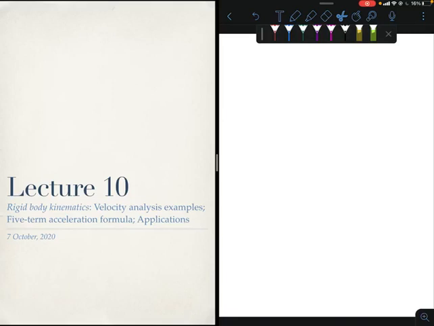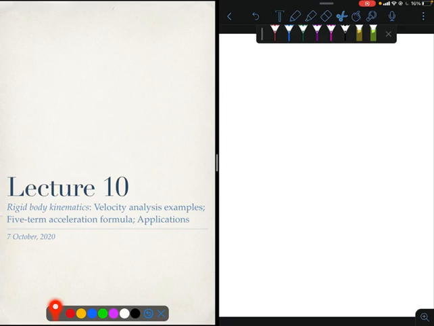So welcome to lecture 10. In this lecture we will continue our study of rigid body kinematics. Half the lecture will be spent upon examples of velocity analysis and the remaining half will be spent in deriving the very important 5-term acceleration formula and beginning the applications of this formula.